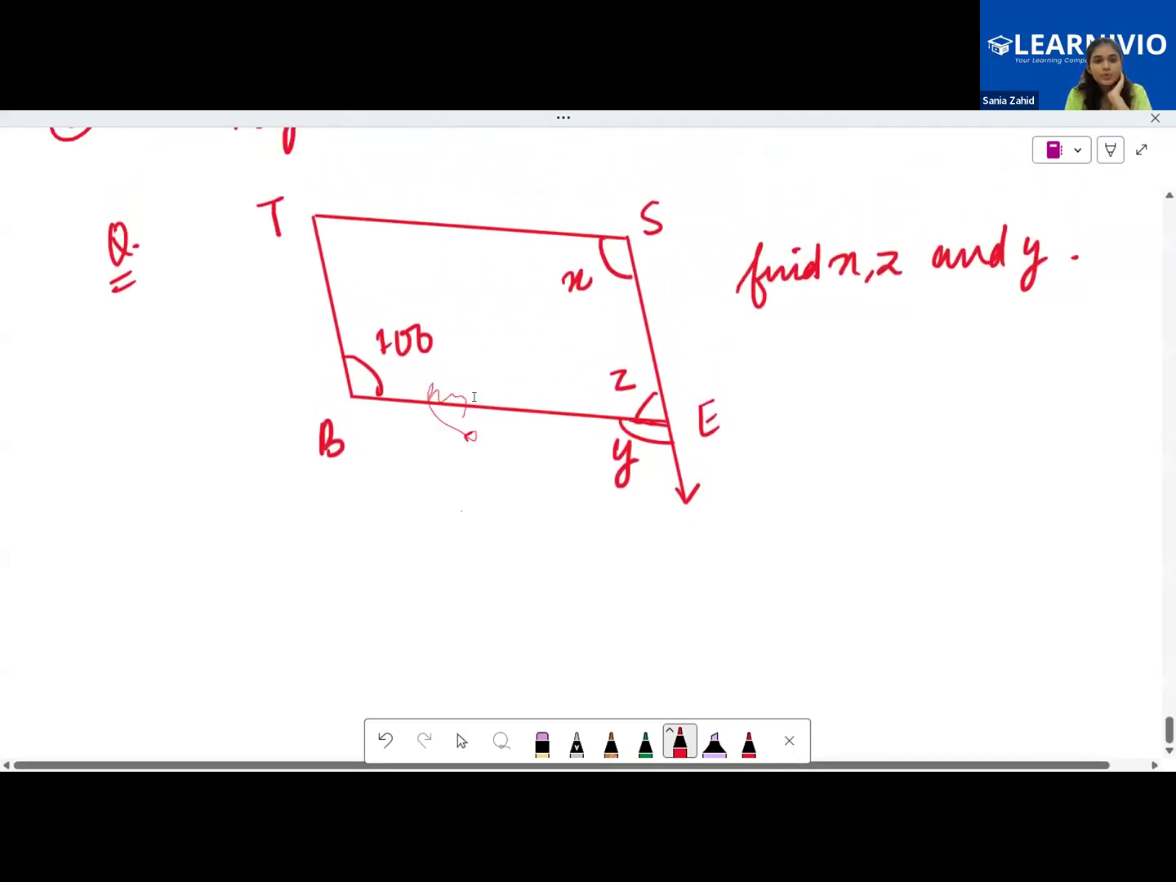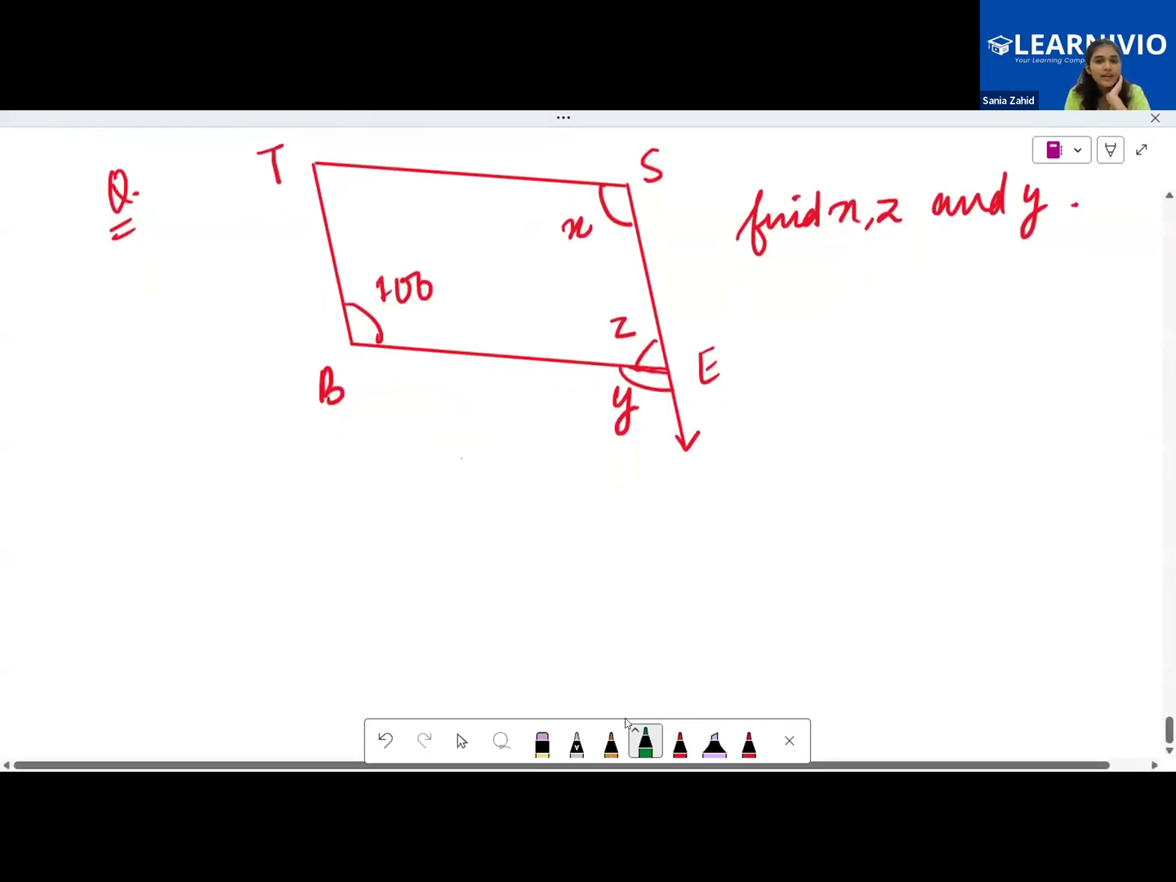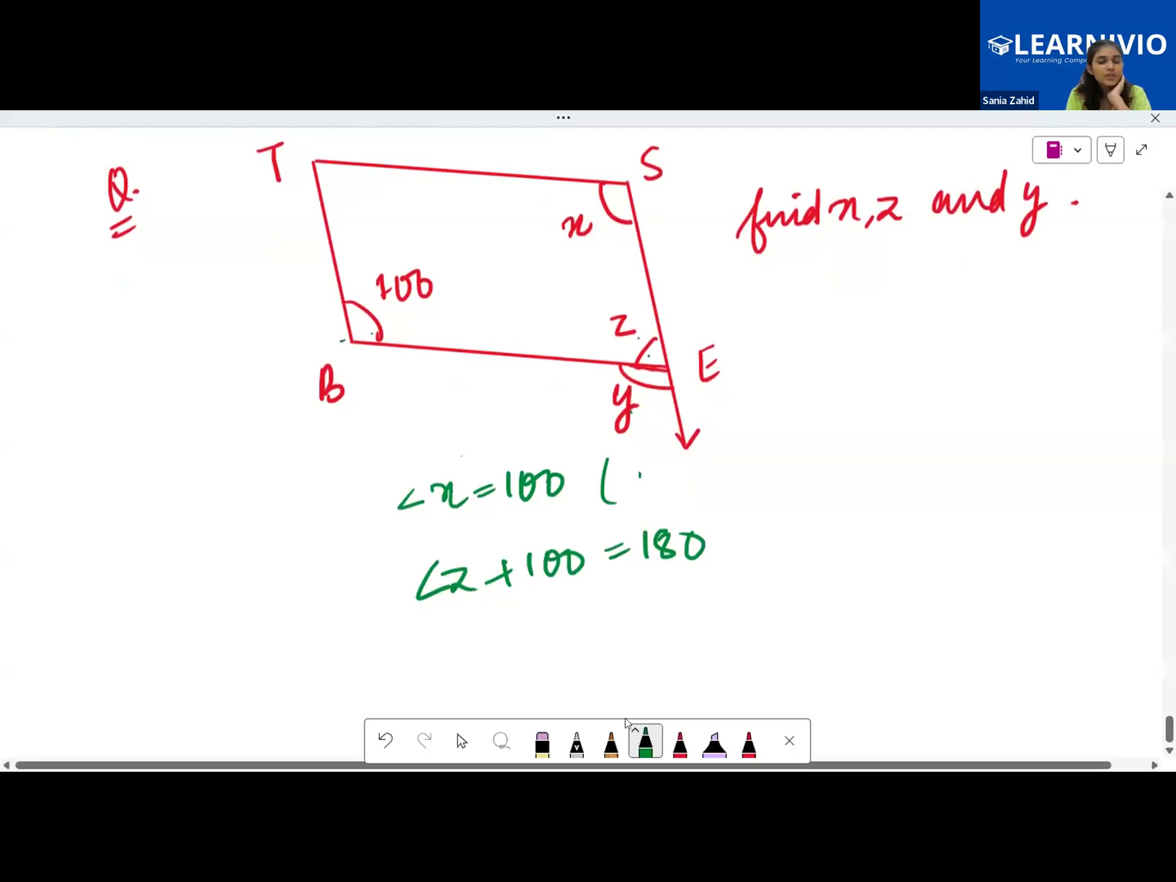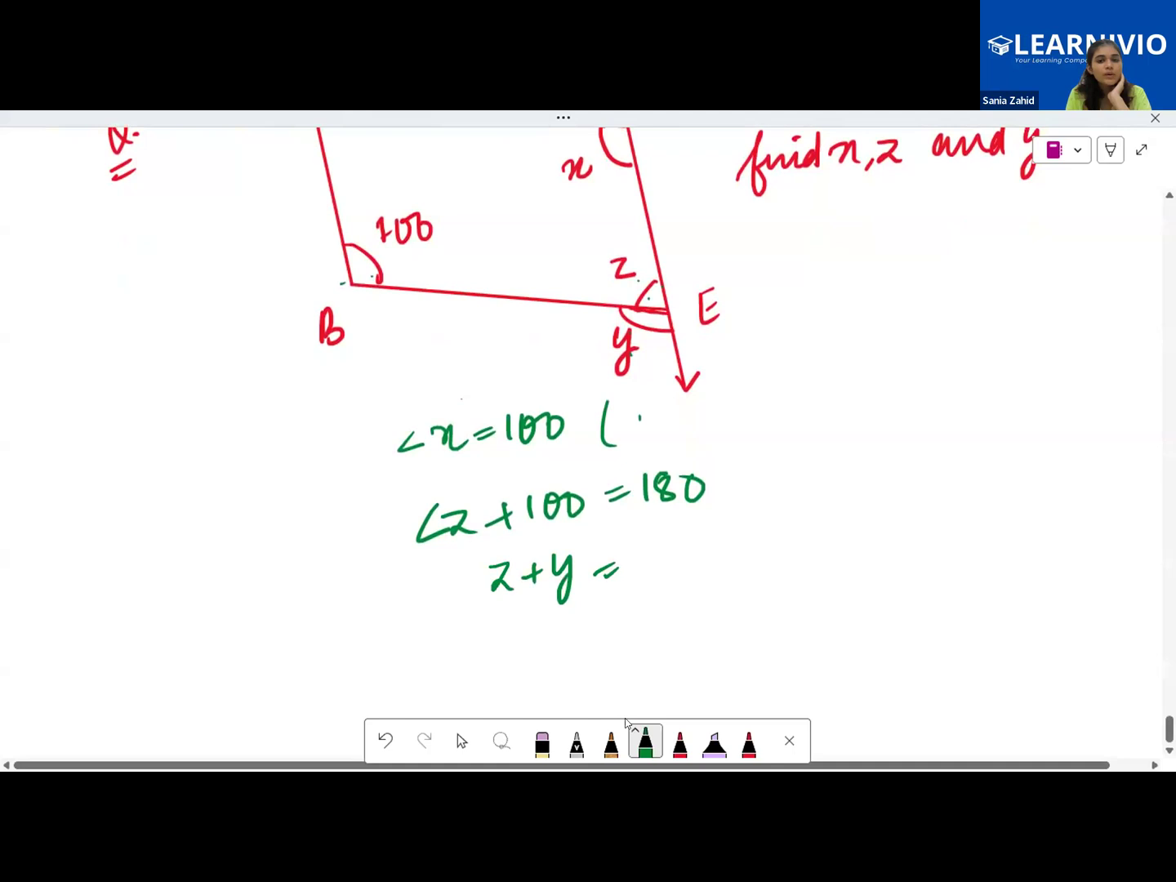See, do you know how to? First of all, you have to find angle X, Z, and Y. So first you can write angle X is equal to 100 degree. Why? Because opposite angles are equal, and since angle B and angle S are opposite, they are equal. Then for angle Z and angle 100, angle Z plus 100 is equal to 180 degree because adjacent angles are supplementary in nature. Then for angle Y and Z, Z plus Y is equal to 180 because they form adjacent angles, a linear pair.